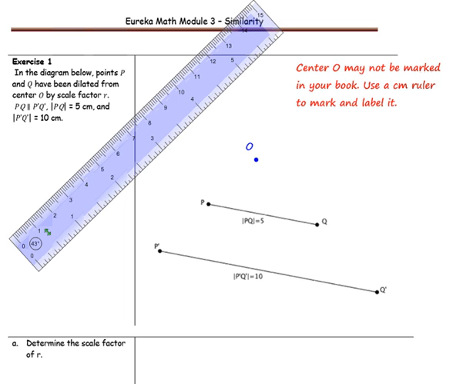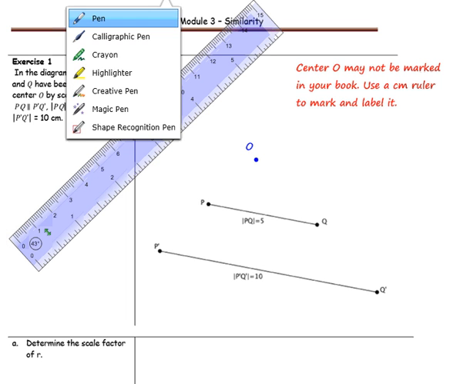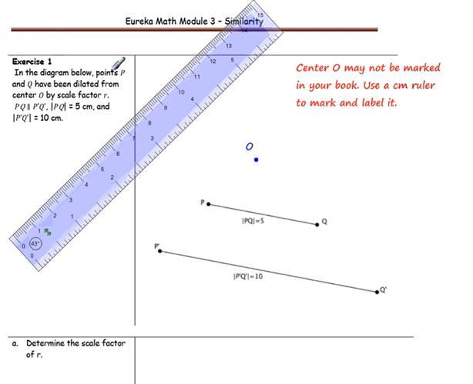Now we're ready to move on to our next step. Part A, determine the scale factor of R. Taking a look at the information given, we see that the length of PQ is 5 and the length of P prime Q prime is 10. So we know the length of these two segments, and we want to determine the scale factor.